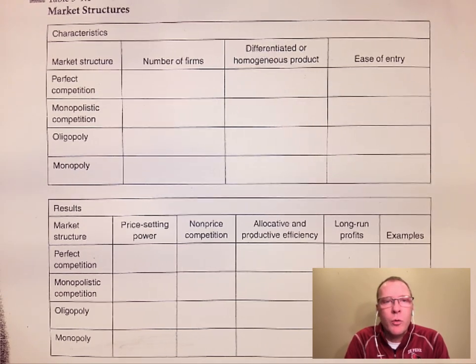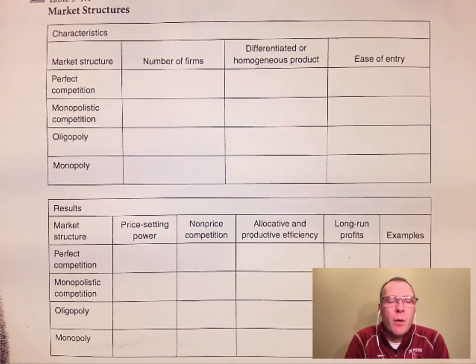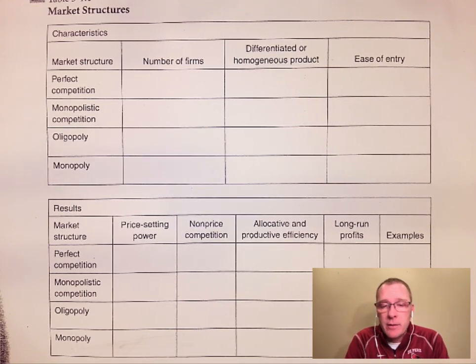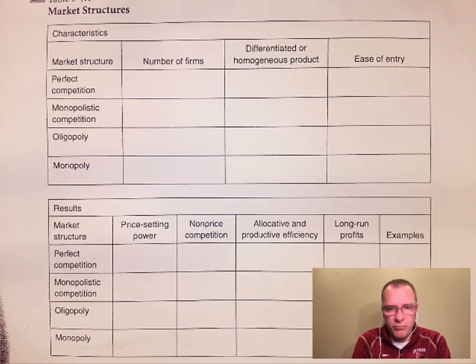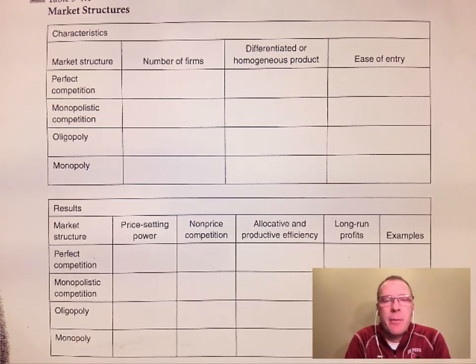So we're going to do the two ends first, partly because perfect competition is where there's lots and lots of people in a non-differentiated market. So you'll be able to kind of see how that looks. Agricultural products are going to be a good example of that.